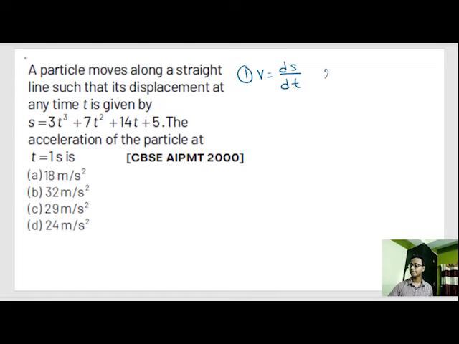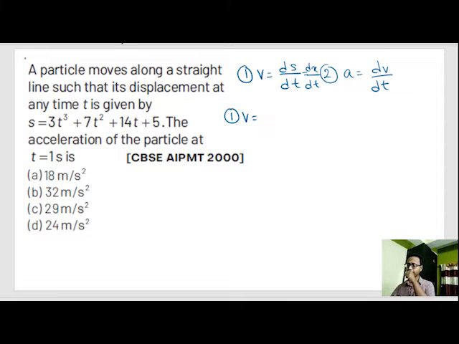and acceleration is equal to dv by dt. Velocity is equal to ds by dt and acceleration is equal to dv by dt. ds or dx, I am writing dx since in my formula I am writing dx, that's why I am giving you dx. In the question they can give you anything, both represent the same variable. So let's find out first the velocity.